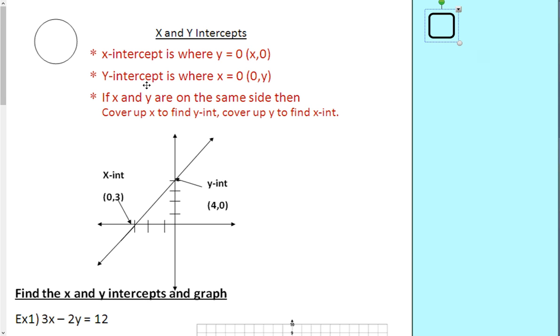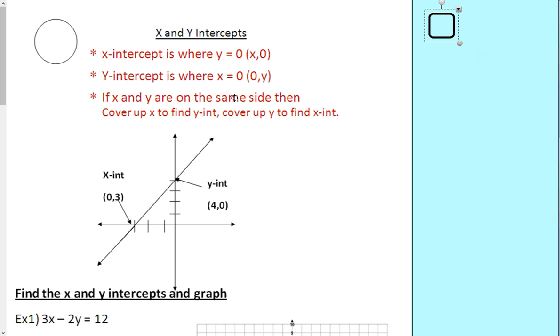Okay, in this lesson I'm going to be teaching you how to find the x and the y-intercept of a graph. And in this lesson, it's important that you understand these three little stars here. The x-intercept is where y is equal to 0. The y-intercept is where x is equal to 0.